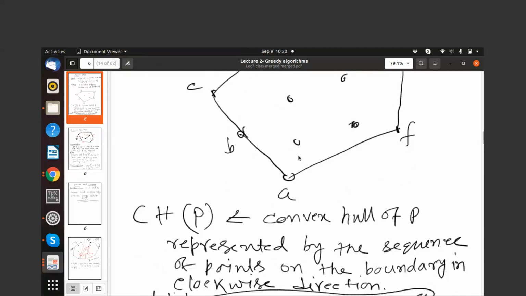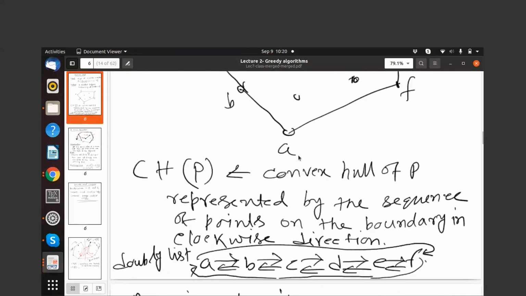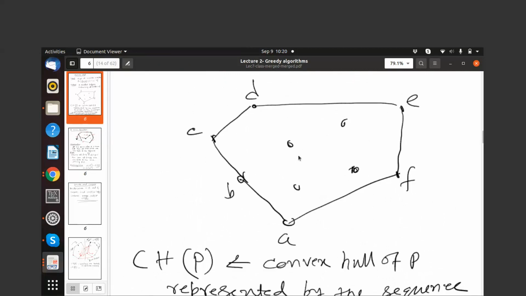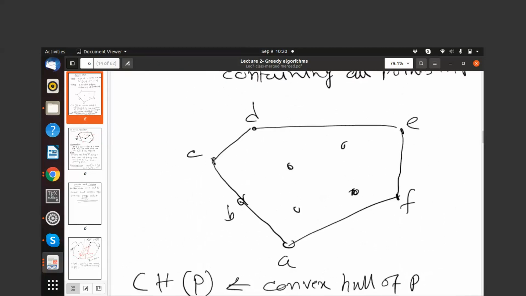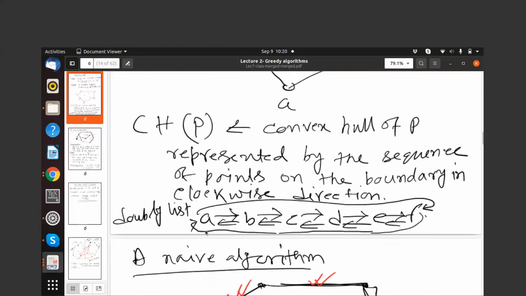Okay. And normally we represent this convex polygon as a circular doubly linked list. Right. So there will be a link from A to B, B to A, B to C, C to B, and so on. Okay, this is how it looks. So you have to use a doubly linked list to output this convex hull.